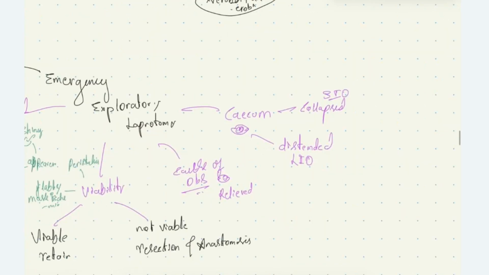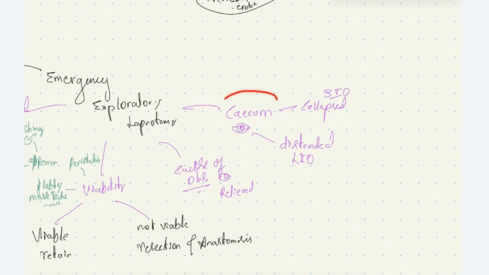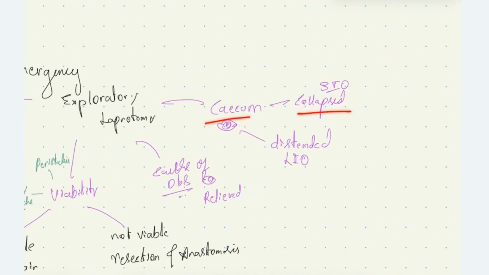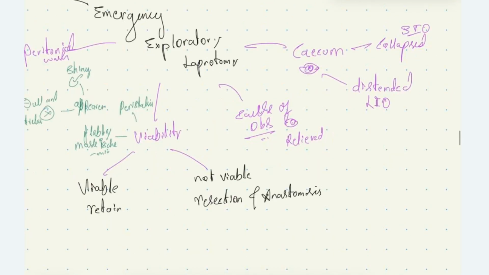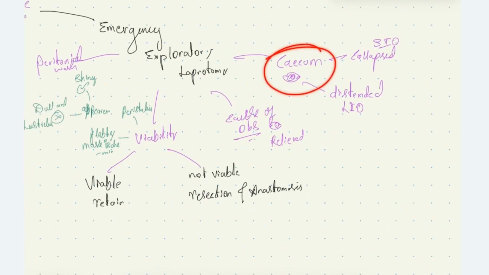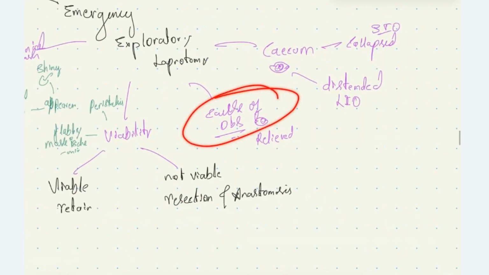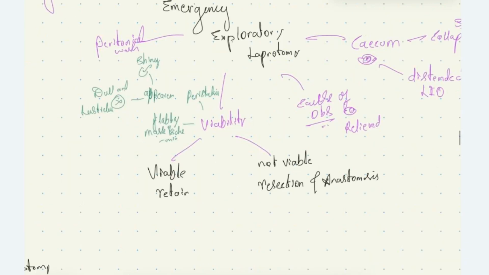First, we will inspect the cecum, whether it is collapsed or distended. If the cecum is collapsed, it suggests small bowel obstruction. If the cecum is distended, it suggests large bowel obstruction. Then after seeing whether it is small bowel or large bowel obstruction, we'll identify the obstruction site and we'll relieve the obstruction. Following that, we'll look out for the viability of the bowel.